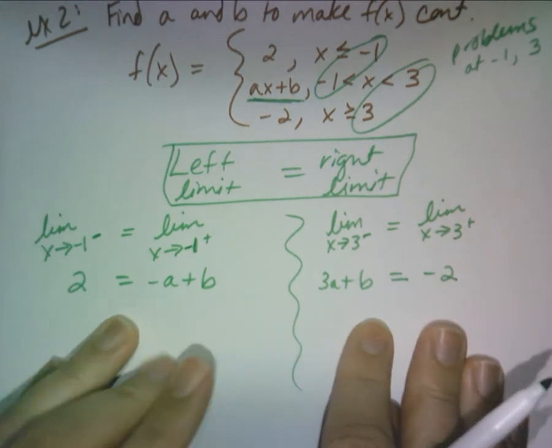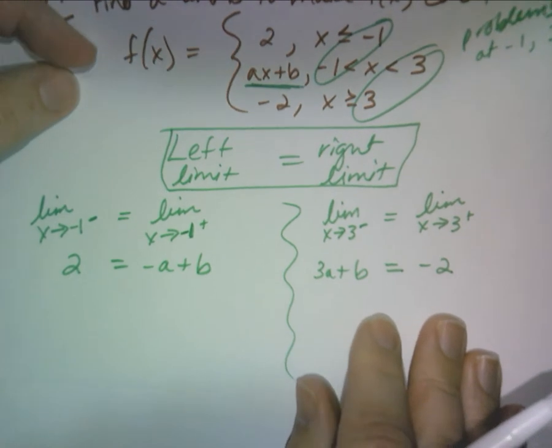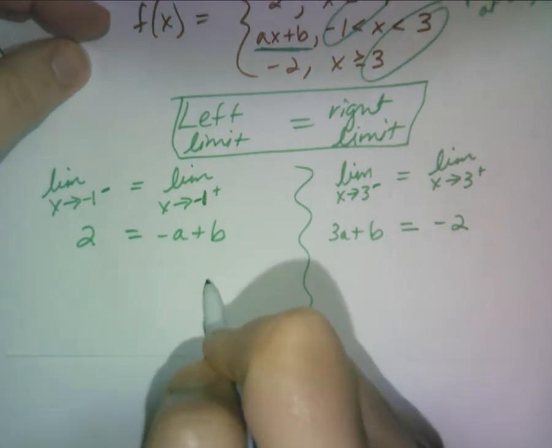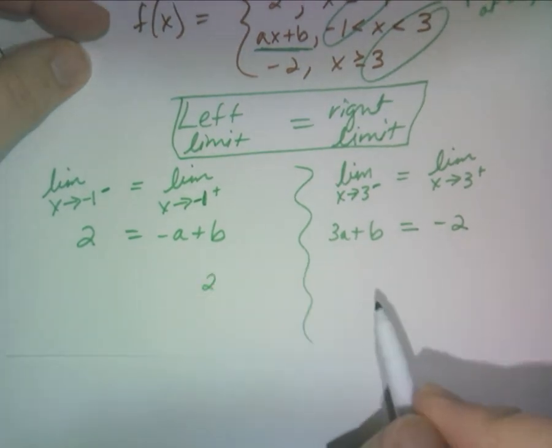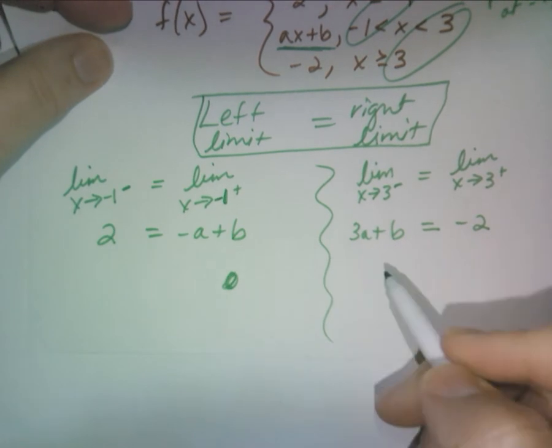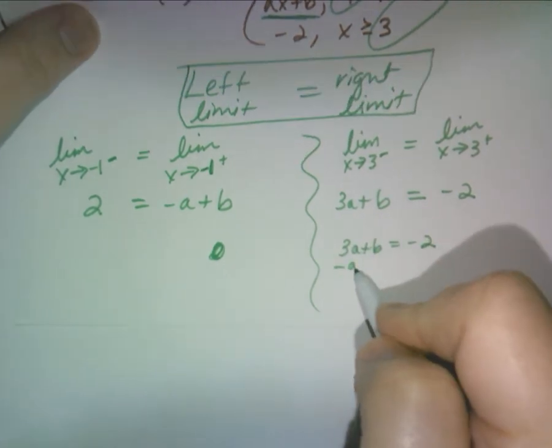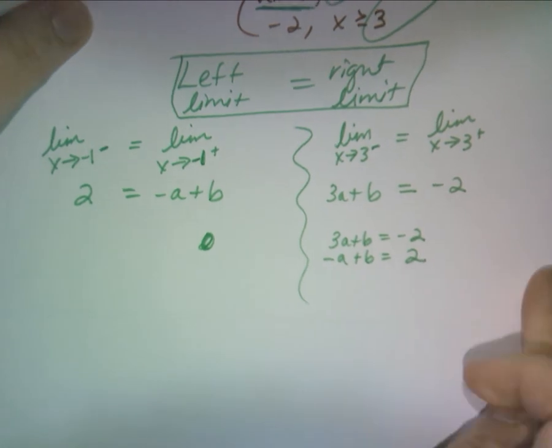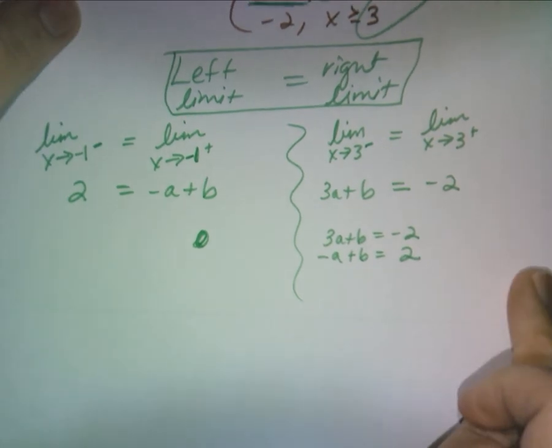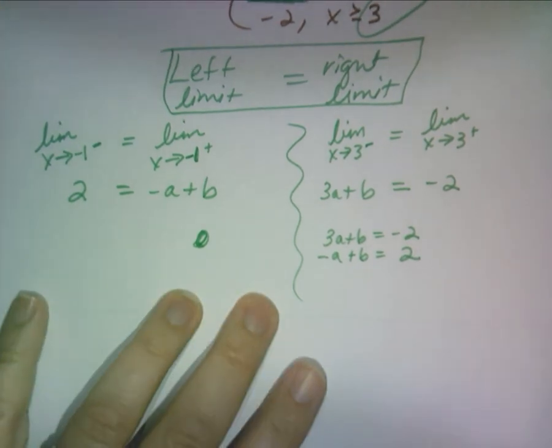Oh, what have you just created? That is called a system. Good job, John. You now have a system of equations. Actually, I hate writing it that way. 3a plus b equals -2, and -a plus b equals 2. And I would like you to solve that system and tell me what a and b equal.